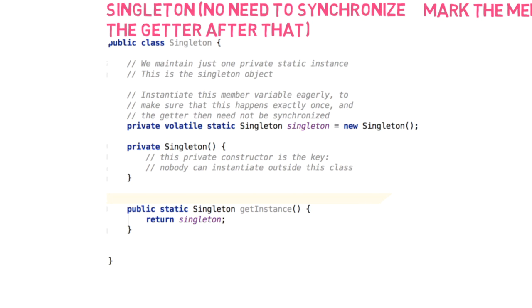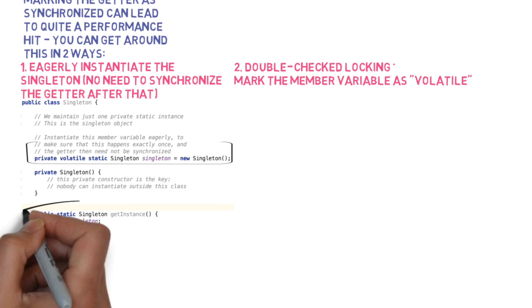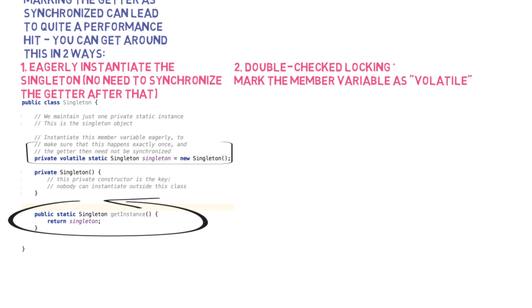Let's look at an eager instantiation example. Take a look at the code that you see on screen. Notice that the singleton member variable is instantiated while it's declared. And then in getInstance, you simply return singleton. You don't have to have the synchronized keyword, and you don't have to have the if check to see whether singleton has already been created. The code looks a lot cleaner.